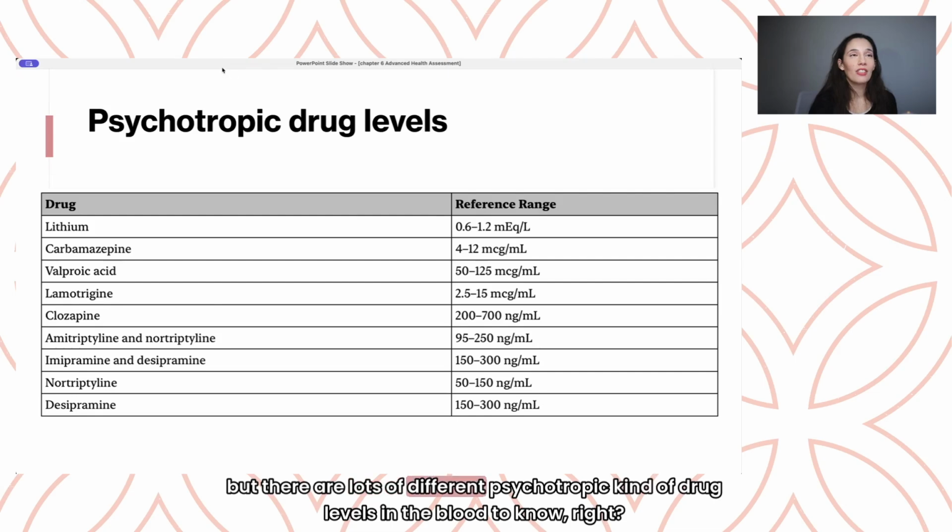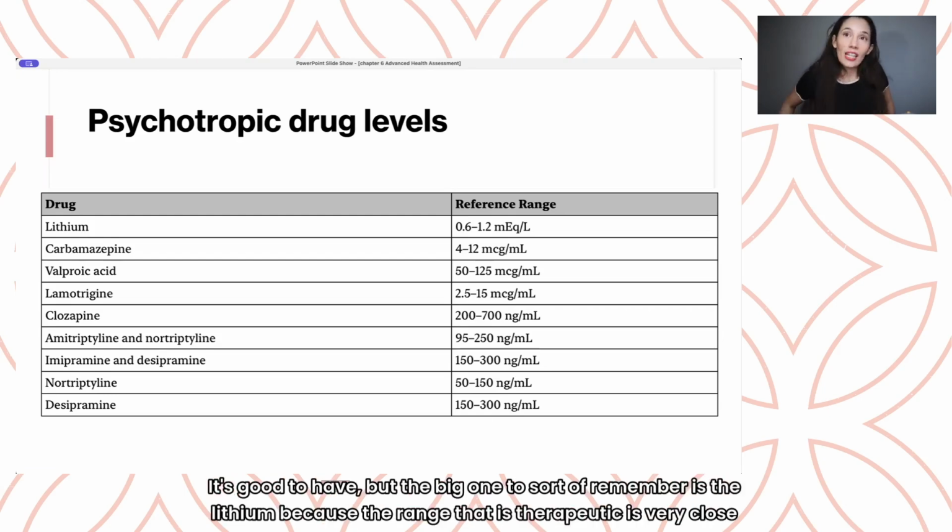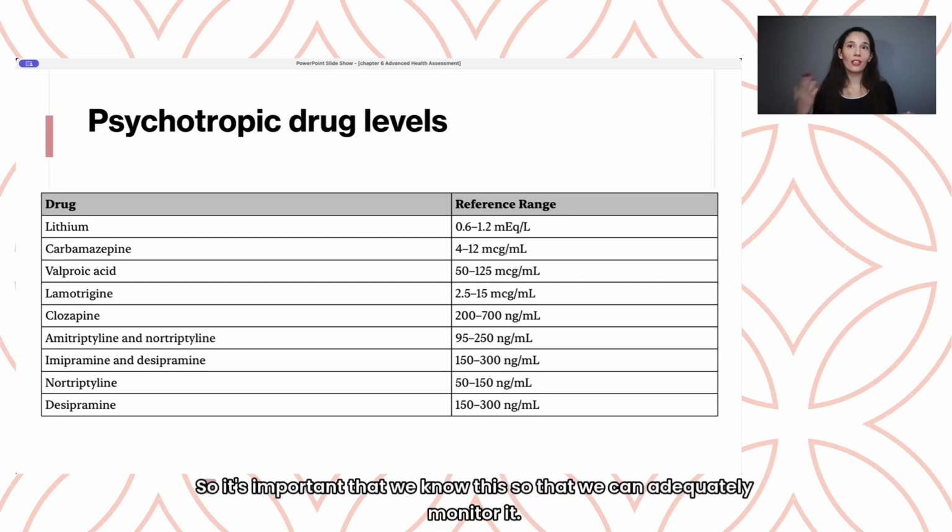But there are lots of different psychotropic drug levels in the blood to know, right? Here is a nice chart. You could always print this if you like charts and want it for your first job or whatever, it's good to have. But the big one to sort of remember is the lithium, because the range that is therapeutic is very close to the range that is toxic. So it's important that we know this so that we can adequately monitor it.